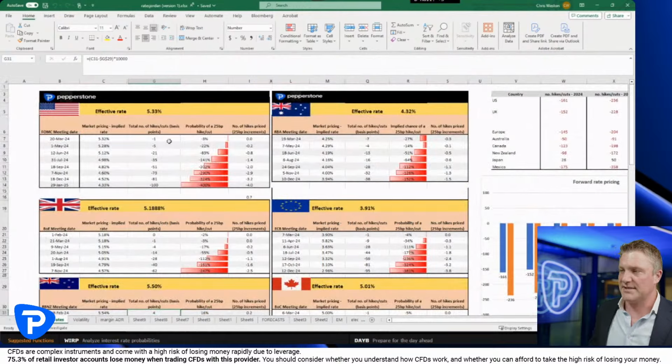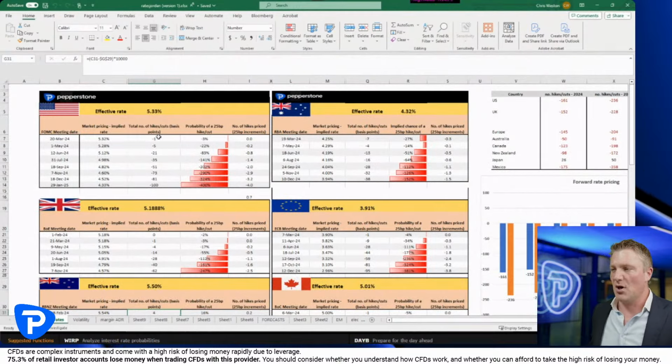Just going back to that US situation in terms of what's being priced into US rates, we can see that March is obviously a no-go, not going to happen. May, we're pricing about a 1 in 5 chance. You can see 22%. We get the first full rate cut. Well, June's a live meeting, 83% chance. And then July is fully priced.